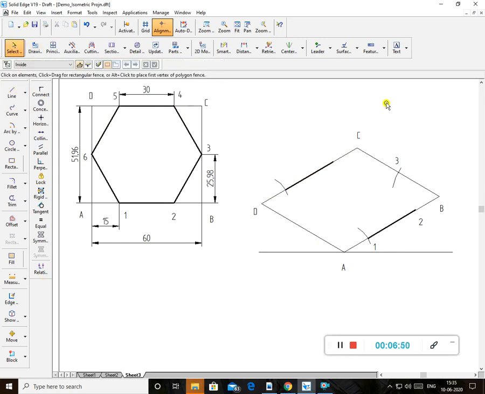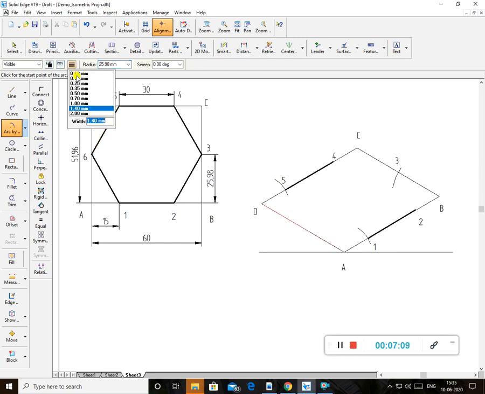So which points did you get? You got 4 and 5 on CD. Only 6 remained. Point 6 I can take by midpoint. So again you go for the arc command from here, 25.98. You draw the arc. This is your point 6.